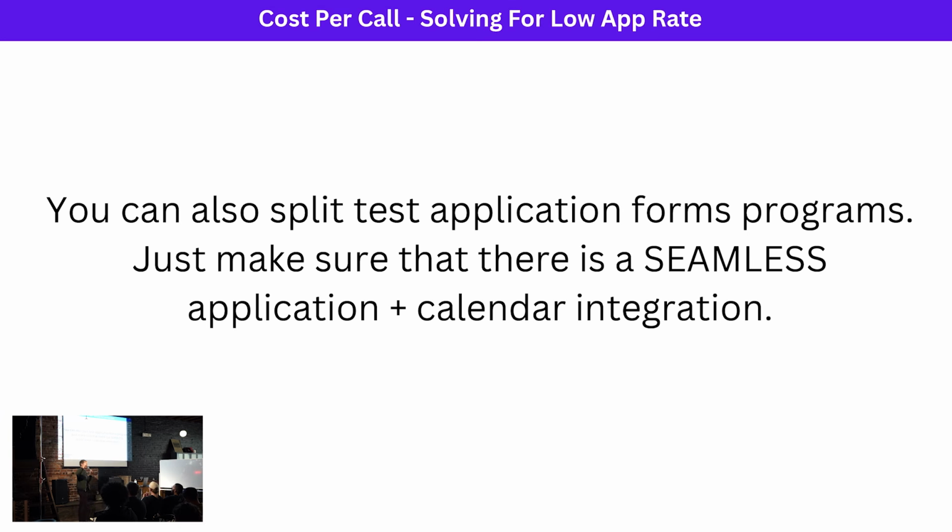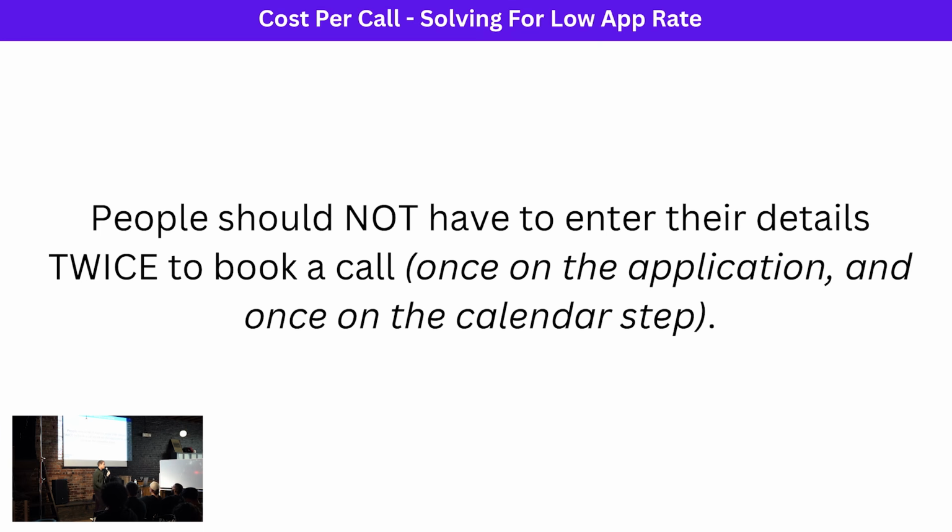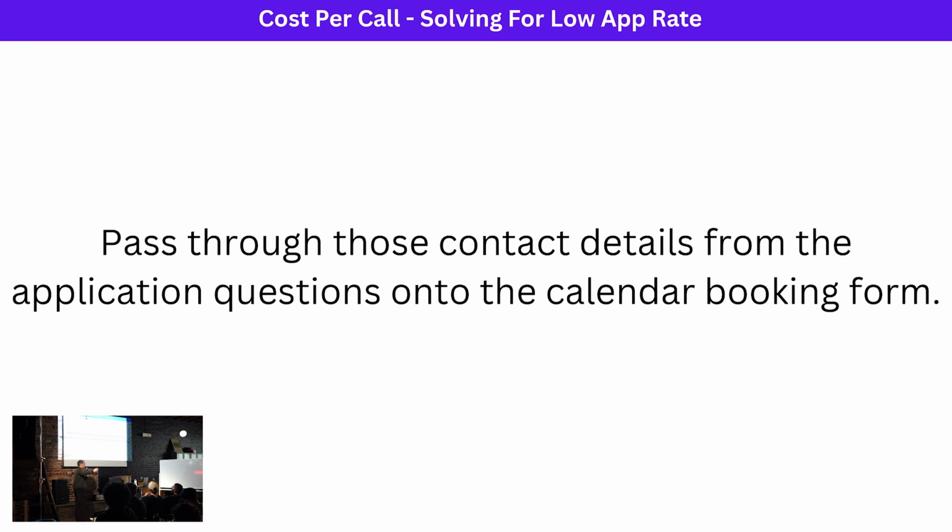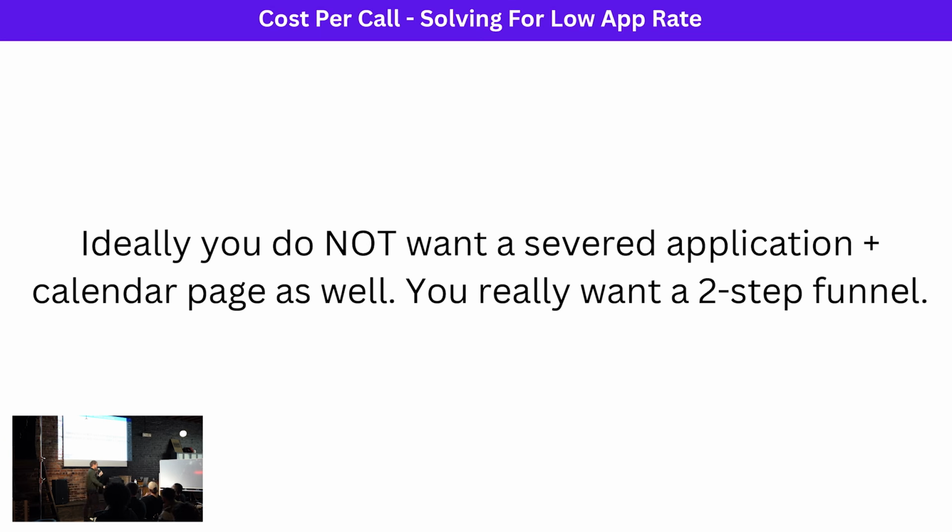So just make sure there's a seamless application and calendar integration step. People should not have to enter their information twice to book a call, like on the application and the calendar step. Pass through the contact details from the application questions onto the booking form. And ideally, you don't want a separate application and then a calendar page. You want a two-step funnel the best you can.